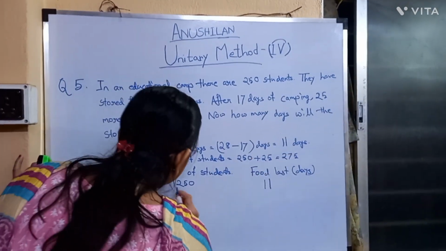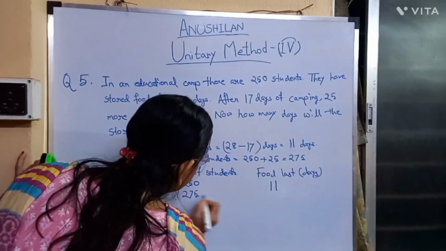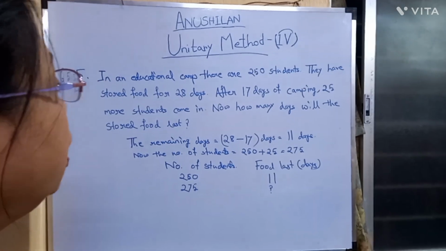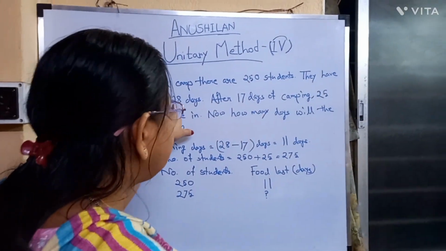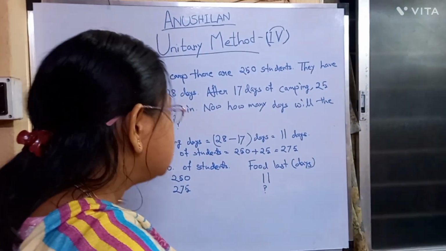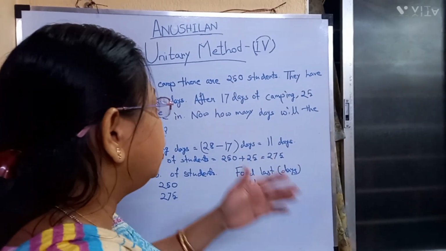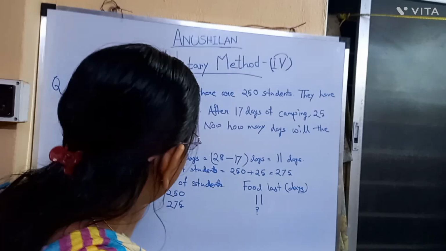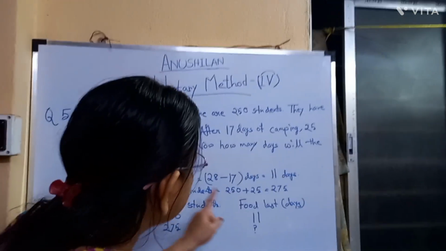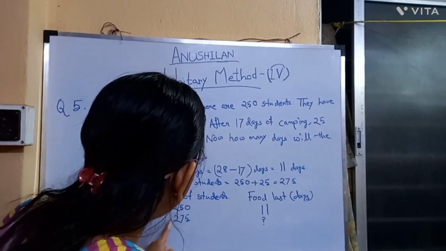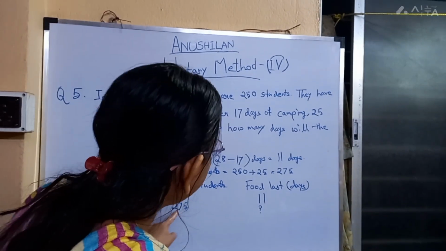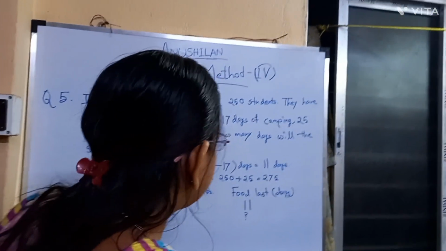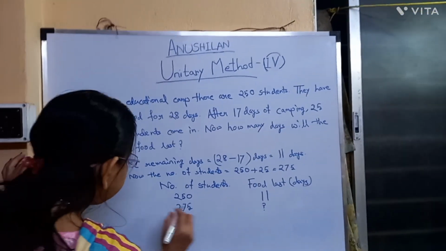But now the number of students is 275. Then how many days will it last for? If you take the 28 days, then it will be wrong because 17 days are gone. Now the remaining is 11 days. If no more students join, then 250 students can feed for 11 days. But now the number of students is 275. Then how many days the remaining food will last for, I have to calculate it.